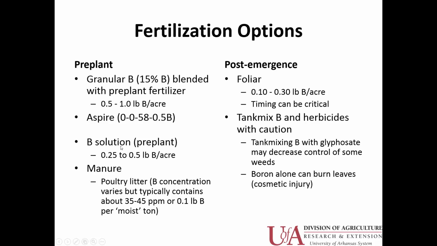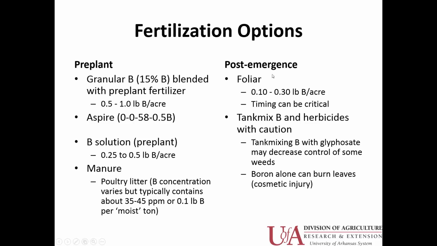The other thing is you can put boron solution out with, say, a pre-plant herbicide or a burn-down herbicide, but one of the problems we have here in tank mixing with herbicide, whether it's going out pre-plant as a burn-down or post-emergence as a contact herbicide, you've got to be careful that you're not antagonizing activity and reducing weed control, especially for weeds that, like glyphosate, may be marginal to begin with. Manure can also be a source. We haven't done any boron fertilization work with manure, but about a ton of poultry litter contains about 1/10 of a pound.